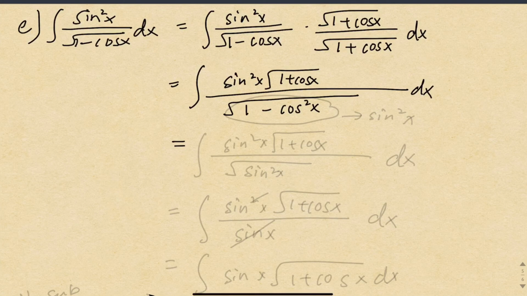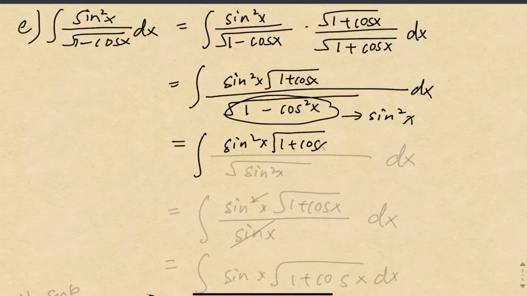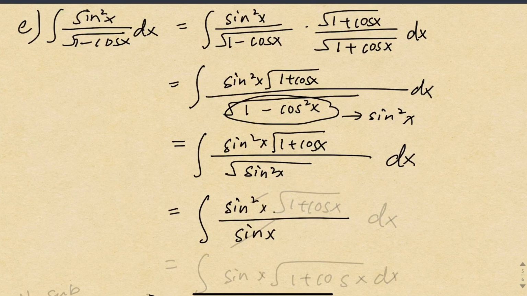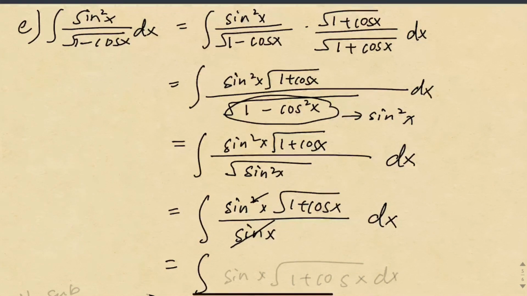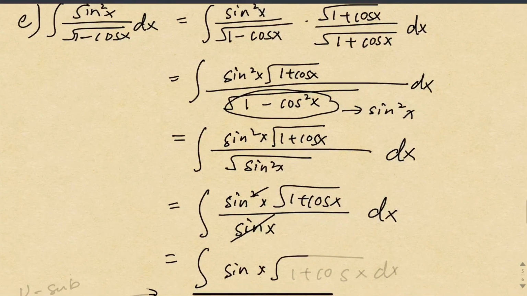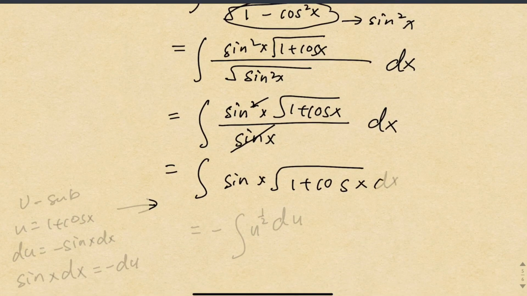So we know that 1 minus cos squared x we can actually simplify, becomes sine squared x. Okay, so sine squared x times 1 plus cos x, over sine squared x. So we further simplify it, and the sine squared x can be eliminated, so the integral now becomes sine x times 1 plus cos x dx.